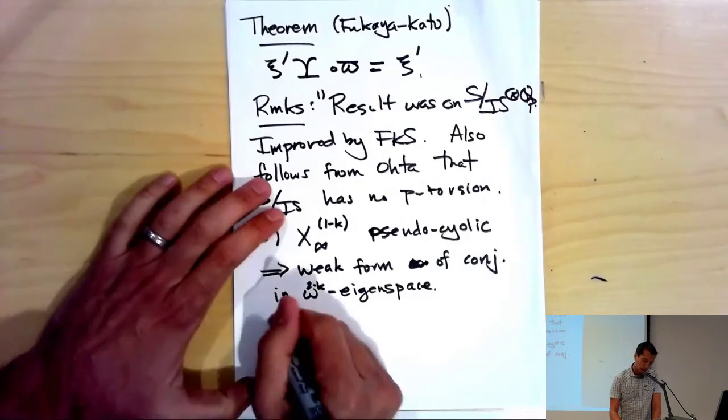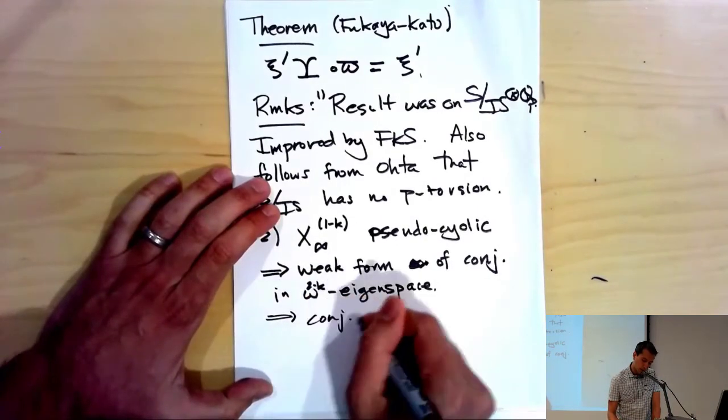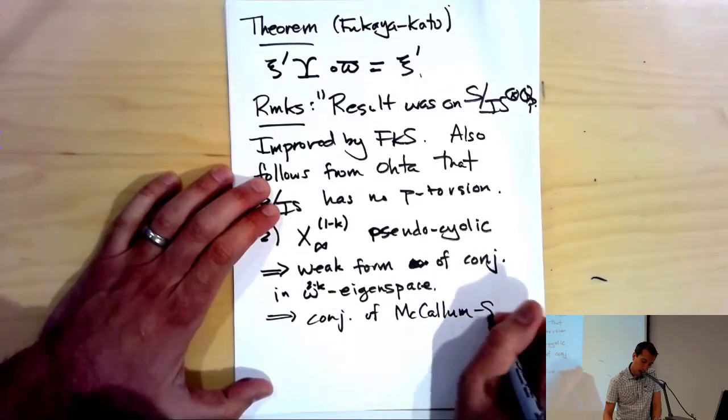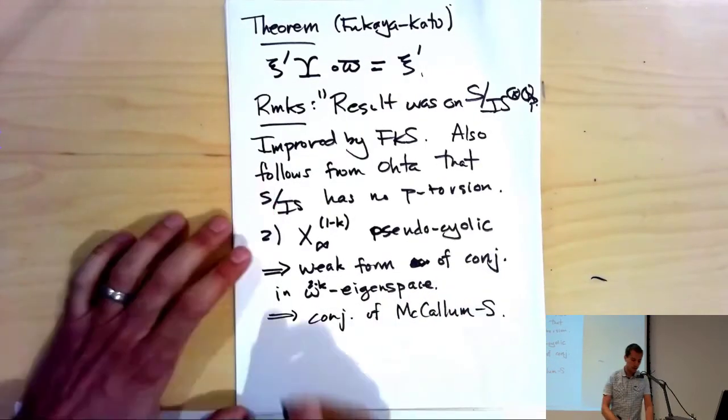Okay, and this would imply in particular the conjecture of McCallum and myself, and that's why it's known for p less than 163 million.